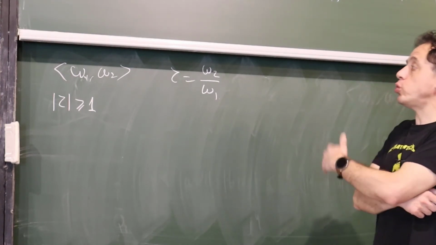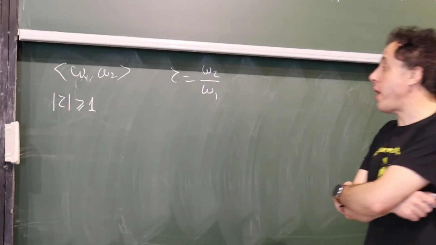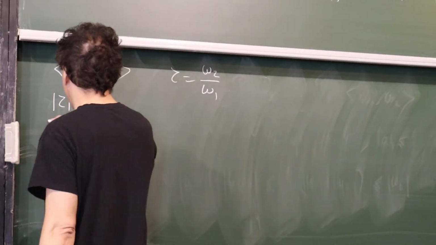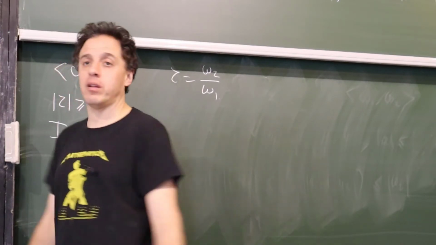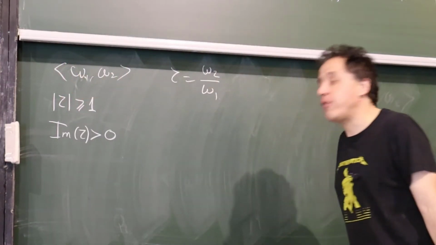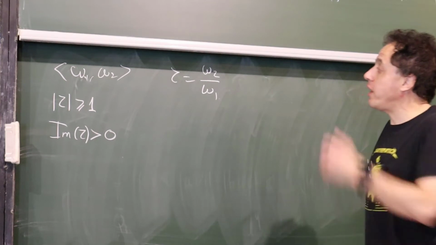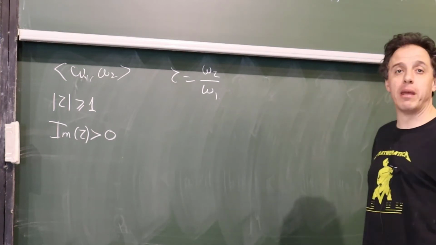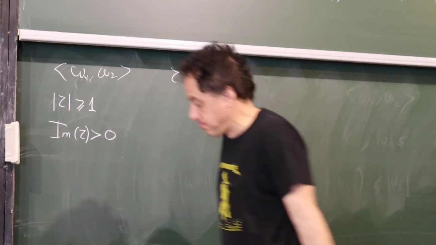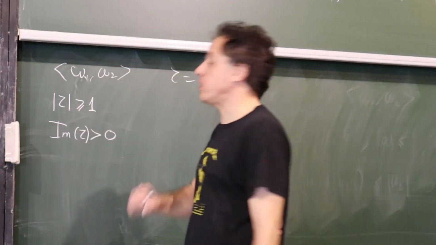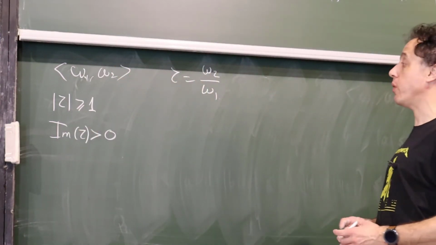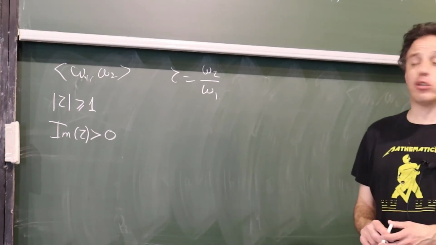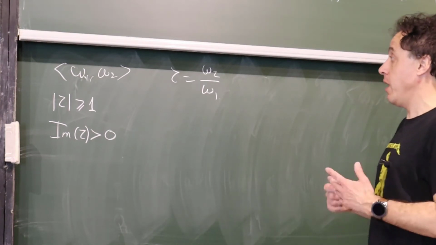Second, we can choose omega 2 in such a way that the imaginary part of tau is positive. If it's negative, we only have to change omega 2 to minus omega 2, and we arrive at this condition. So we can assume that tau has modulus greater than 1 and the imaginary part of tau is positive.